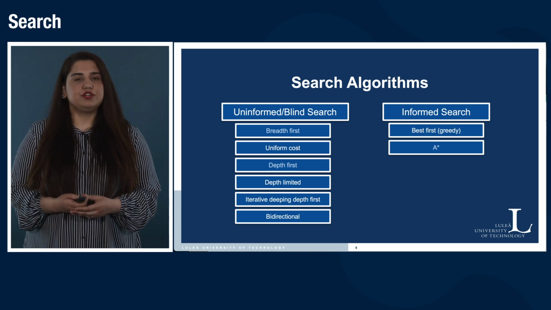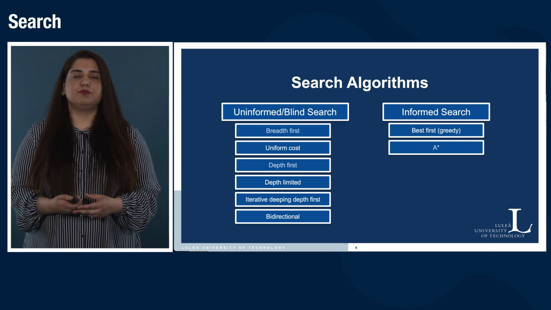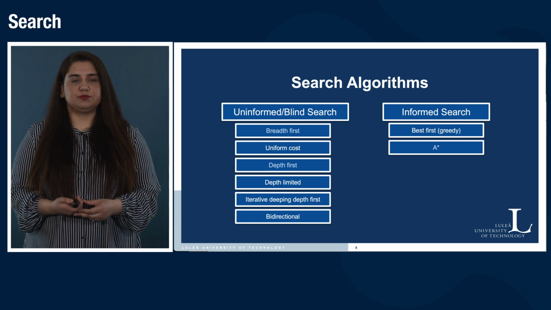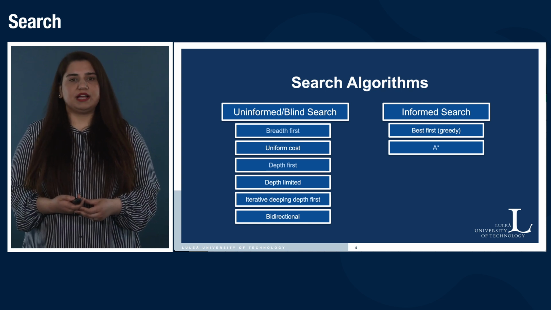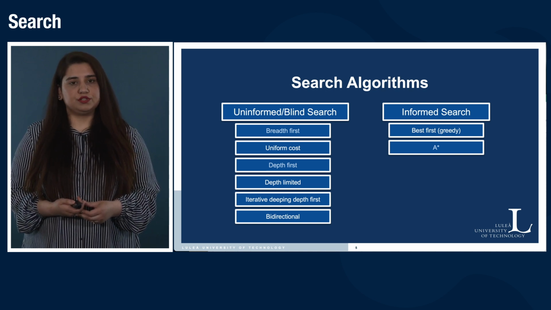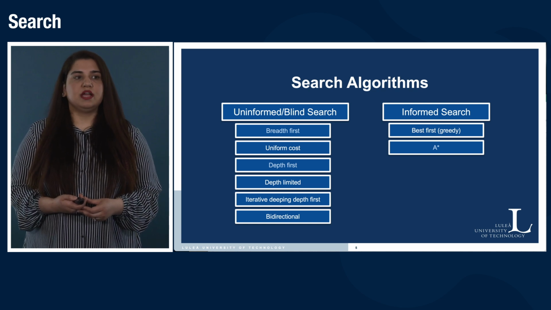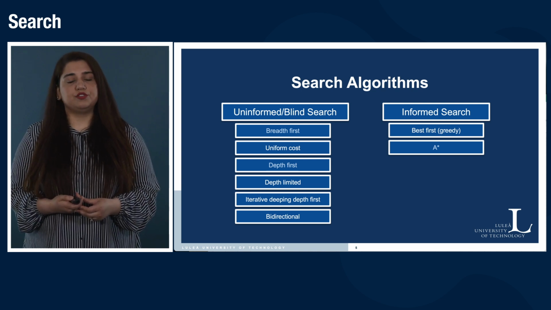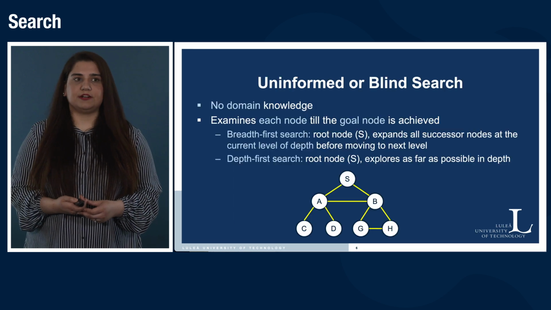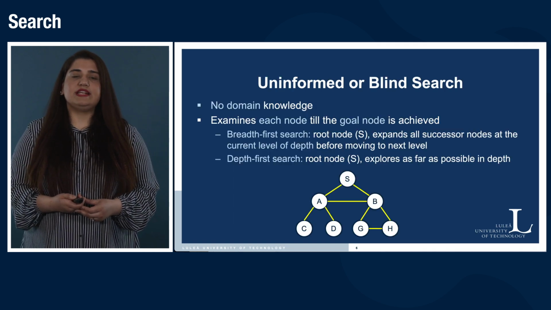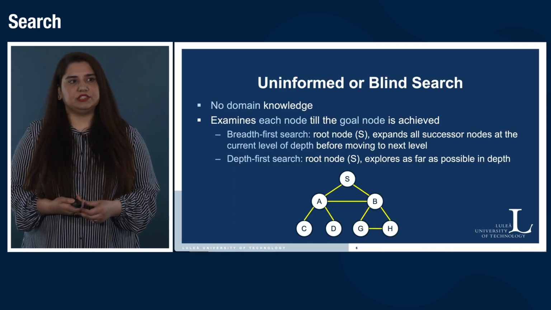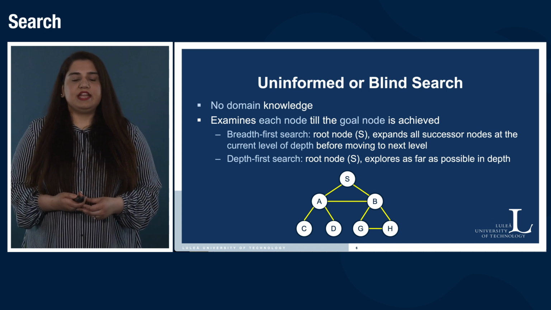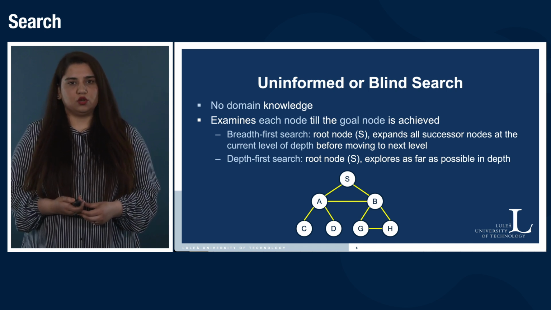And we have different solutions or different algorithms to perform and solve certain problems. In uninformed blind searches, we have breadth first search, uniform cost, depth first, depth limited, iterative deepening depth first, and bidirectional. And in informed searches, we have best first or greedy search algorithm and A-star. So let's see what are uninformed or blind searches. So here we have no prior domain knowledge.